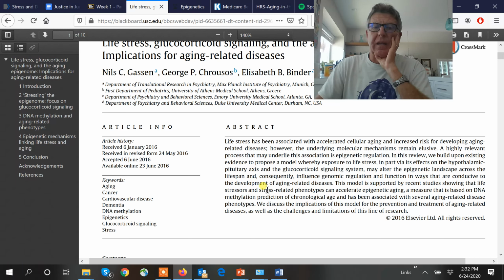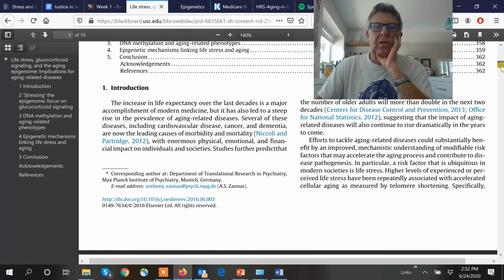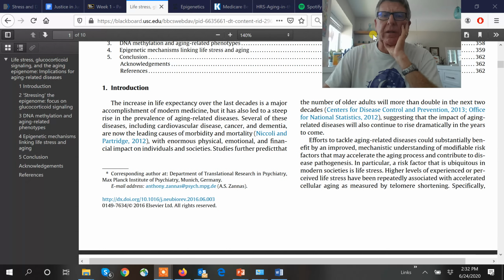And these changes are conducive to diseases of aging. We'll see what that's all about. So that's what we're looking at here. Read this really simply, okay? See how quick you can read it and take in what you can. If they start getting too molecular, say okay, I'm done.